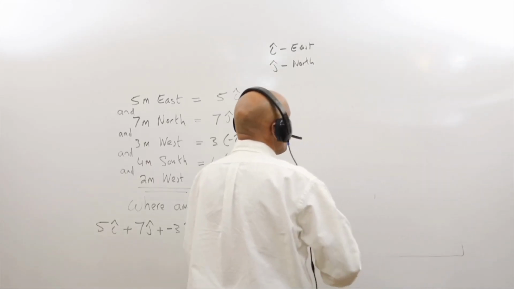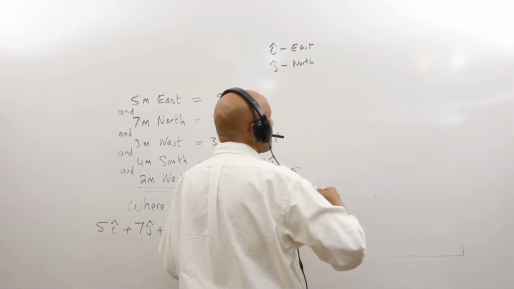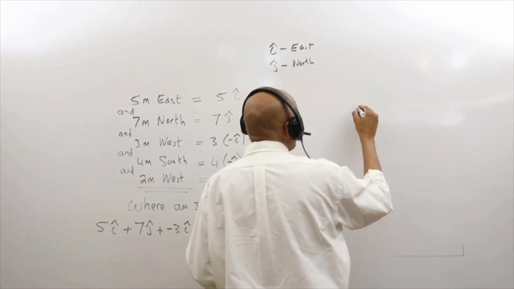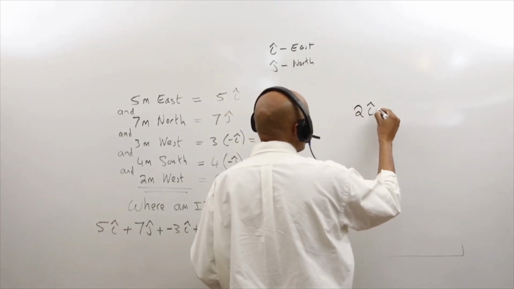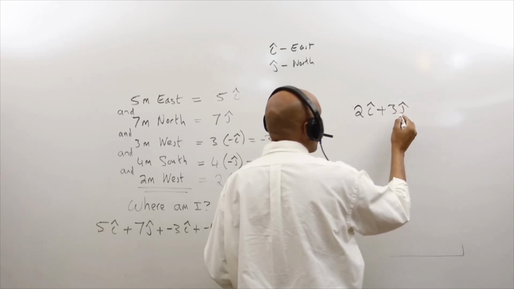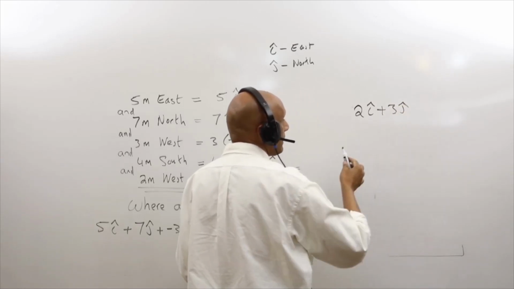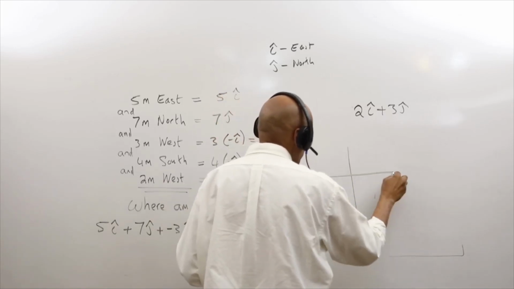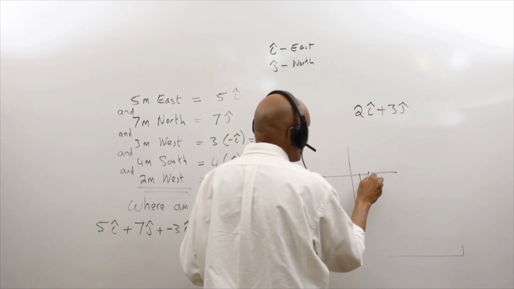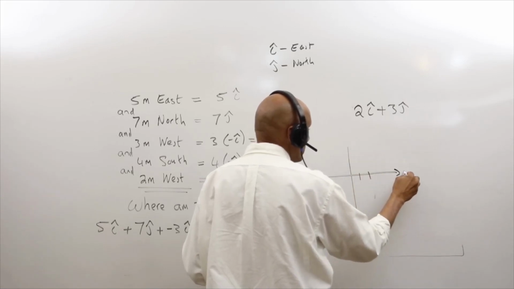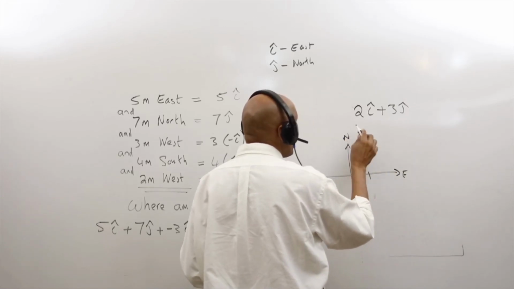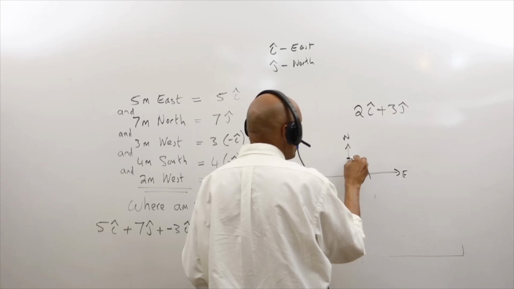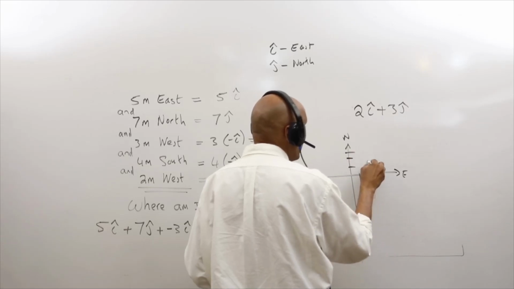So what if I travel 2 meters east and then 3 meters north? Hopefully you're reading this now directly. I'll draw it graphically. Here is my origin. I've traveled 1, 2, I'm at this point, 2 meters east. So this is east and this is north. And then I traveled 1, 2, 3. So I've gone up from here all the way up to here.